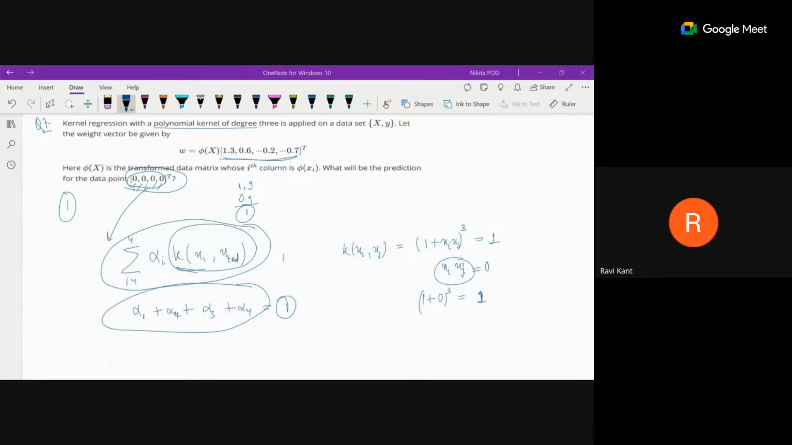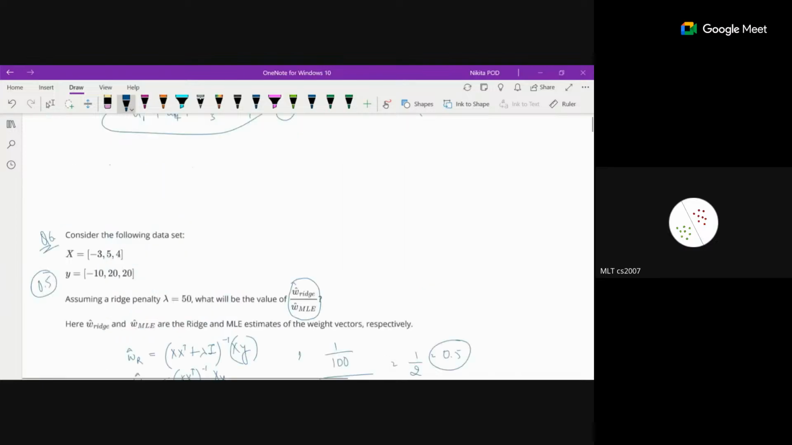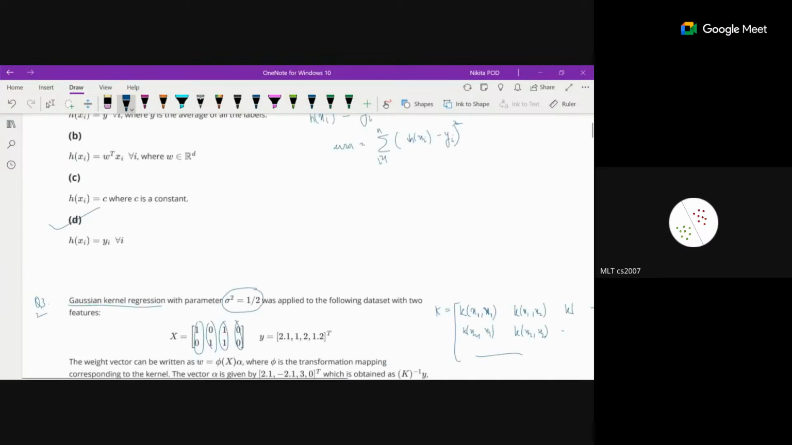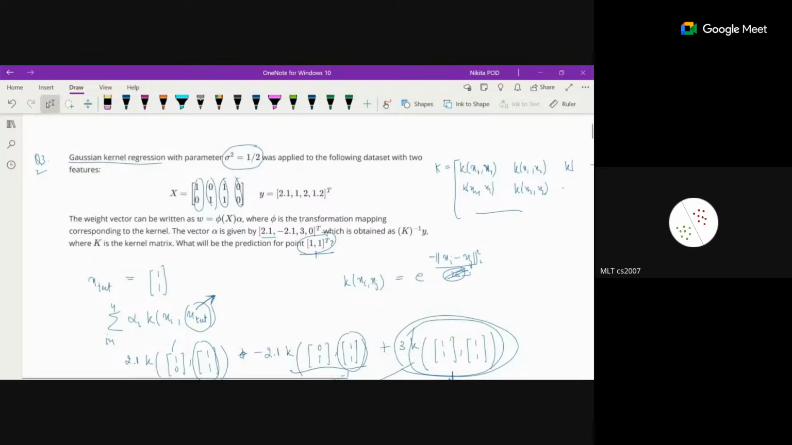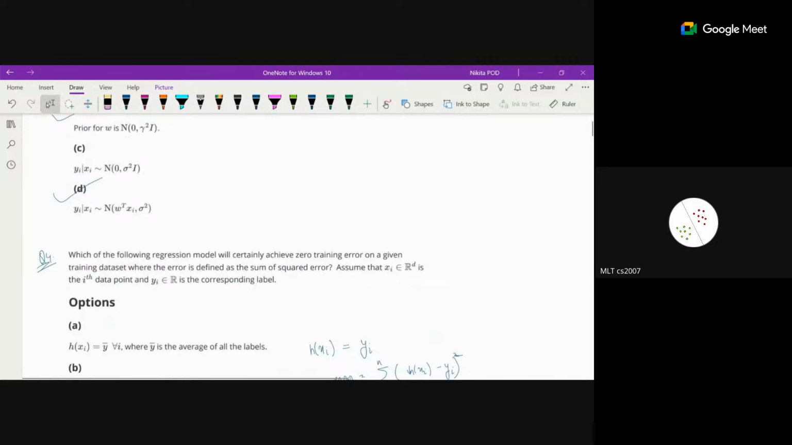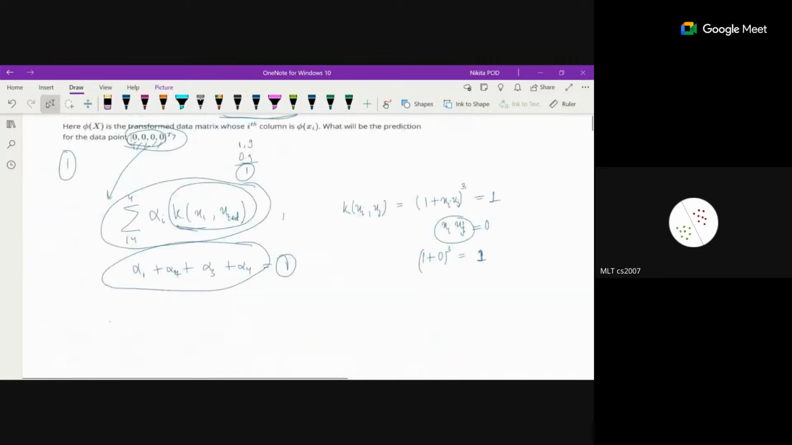So whatever zero transpose, this is our extension. Correct, because we have to do the prediction for this data point. Like when we did the Gaussian kernel, there my X test was 1 transpose.